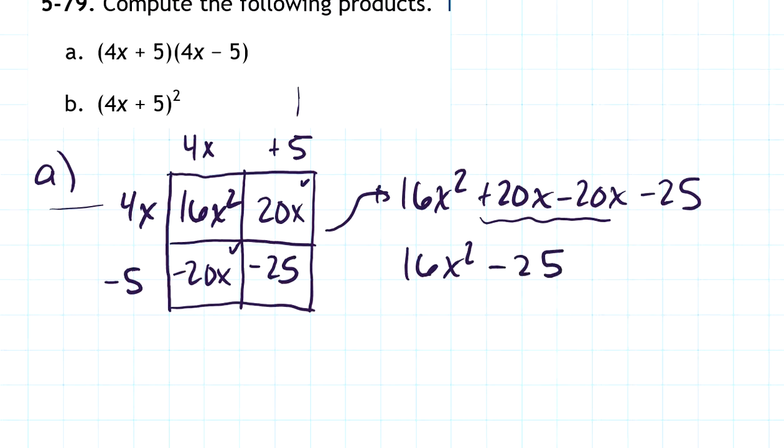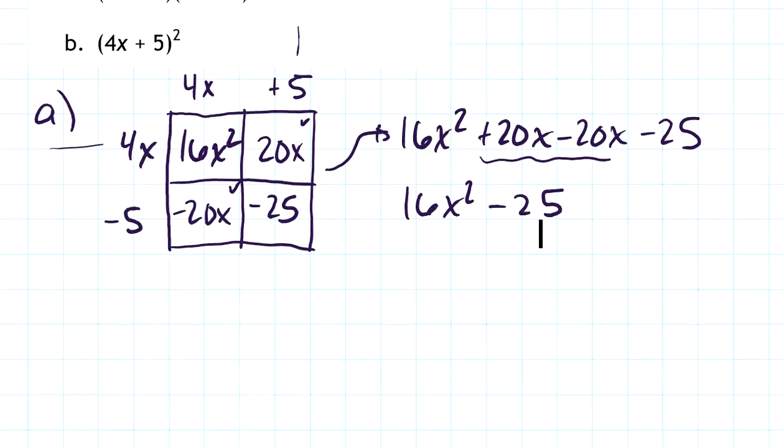So let's take a look at B. In B, I have a binomial. I'm going to square it. So again, I'm choosing to use the generic area model.